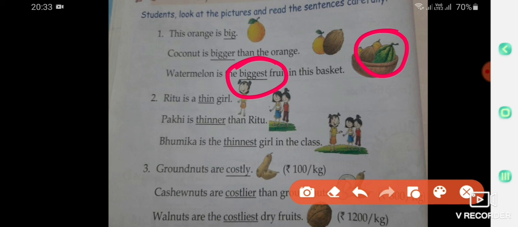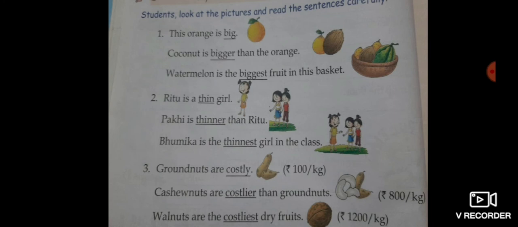Similarly, the other two examples. Ritu is a thin girl. When I am only talking about Ritu, it is thin. When there are two girls, Pakhi and Ritu, who is the thinner one? I'll say Pakhi is the thinner one, right? Pakhi is thinner than Ritu. Next, there are three girls. Bhumika also came there. Now, who is the thinnest one? You will say, ma'am, Bhumika is the thinnest girl in the class. So here I am comparing Bhumika with all the girls in the class. So the comparison is between more than two girls. That is why I am using superlative degree over here.